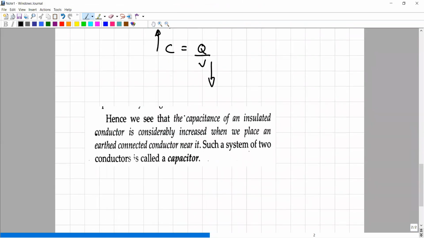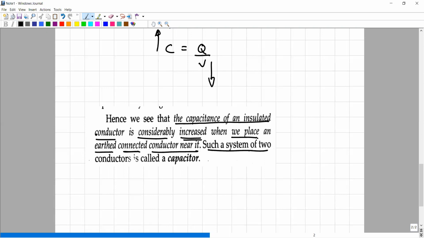So what have we understood? We understood that the capacitance of an insulated conductor is considerably increased when we place an earth-connected conductor near it. Okay, the total capacitance will increase if we keep an earth-connected conductor near it. Then we will now go through what a capacitor is, because what we have understood is how to build a capacitor.